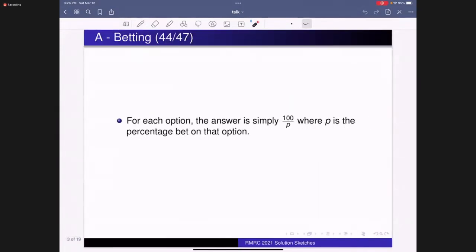Before I get started on this, just notice that there's this number at the top. This is the number before the scoreboard is frozen. So the number of teams that solved it versus the number of teams that attempted it. But these numbers reflect before the scoreboard is frozen.